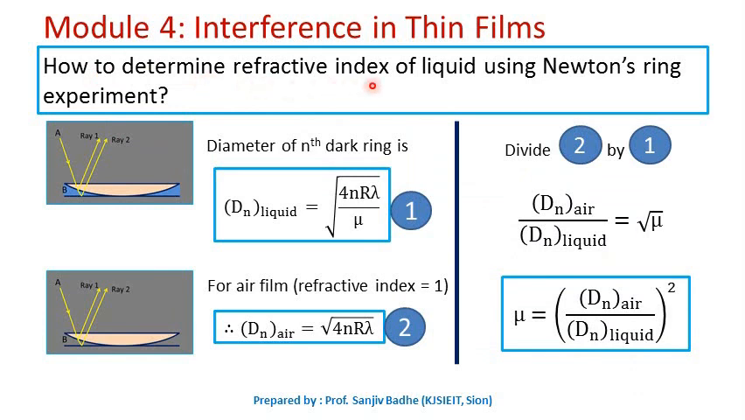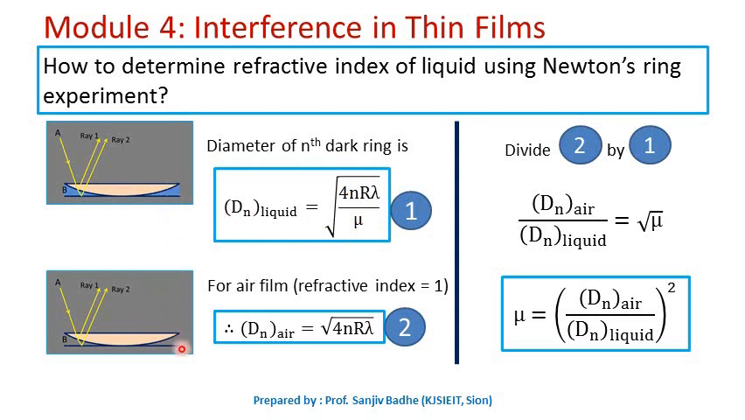How to determine refractive index of liquid using Newton's ring experiment? In a Newton's ring experiment, a thin film is formed between the spherical surface and the plane surface. If we fill this gap between the spherical surface and plane surface by liquid, so for liquid film, the diameter of nth dark ring is given by dn liquid equal to square root of 4 nr lambda upon mu, where mu is refractive index of liquid.